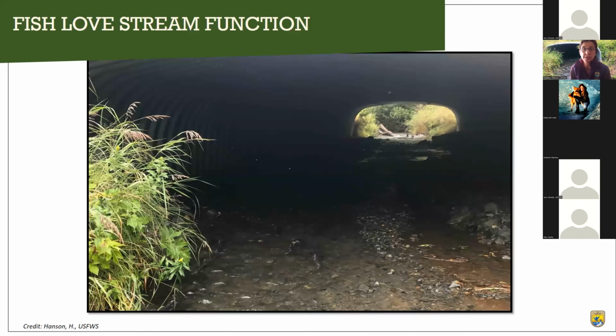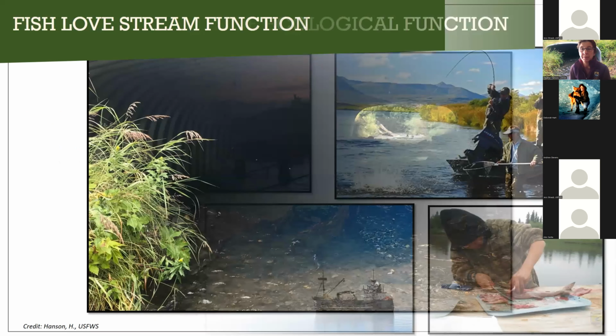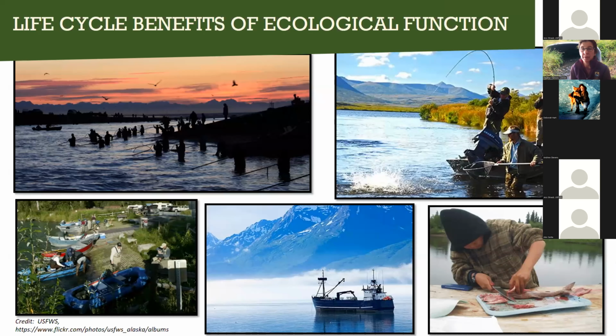We know that fish love functioning culverts and functioning streams, and we know that the benefits in Alaska go beyond reduced road maintenance and flooding cost. Ecologically functioning stream culverts not only increase habitat for fish that are integral to our economy, they provide a renewable resource for commercial fishing, tourism, and they provide for a subsistence lifestyle that is important to many Alaskans.